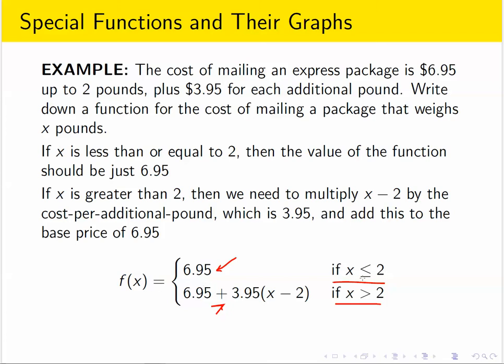Someone reading this will know to check on the right side whatever they're plugging in and decide which row to use based on these conditions. And once they decide which row to use, then they can use the corresponding formula. So for example, if they want to evaluate the cost of mailing something that weighs 5 pounds, they'll look over here and say, well, I'm plugging in an X that's bigger than 2, so I have to use the bottom row, which means I have to use this formula.